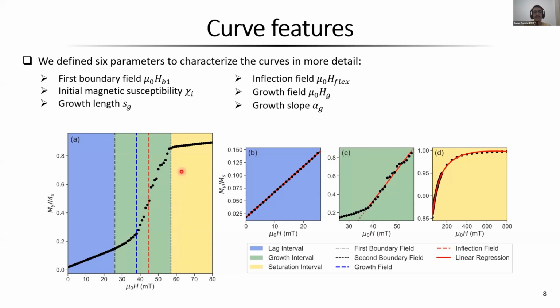There is the second boundary field, which separates this middle region from the region where the curve is approaching saturation. And I mean, I could explain each of the 6 parameters better, but it was really a matter of trial and error to find what parameters would be useful to work as fingerprints of these curves. So perhaps you can take the details of each one in the article. Otherwise, it would be too long here explaining each one of them. But it's pretty straightforward to understand and calculate.